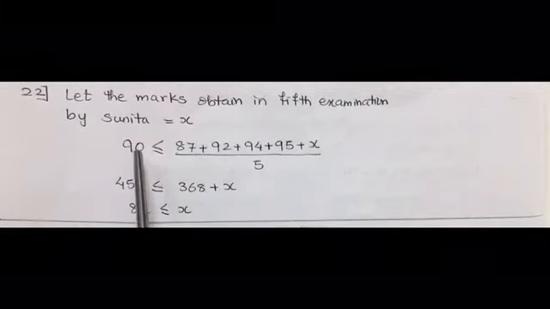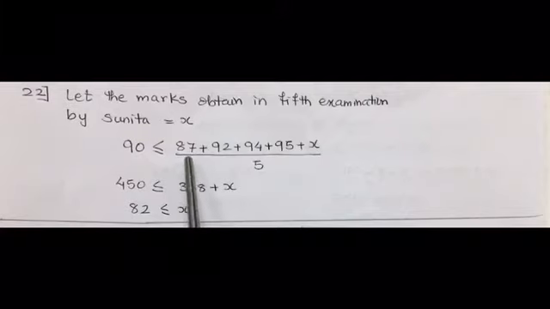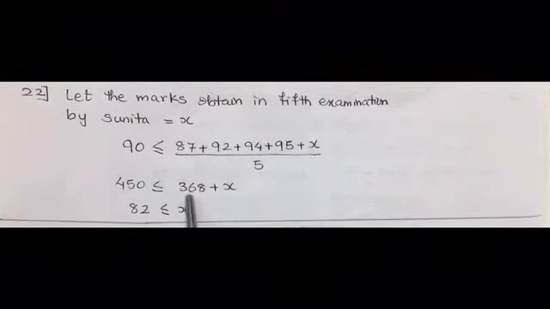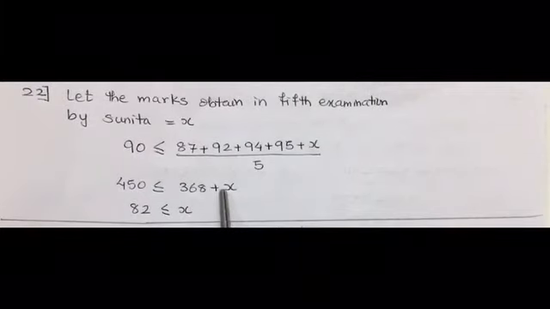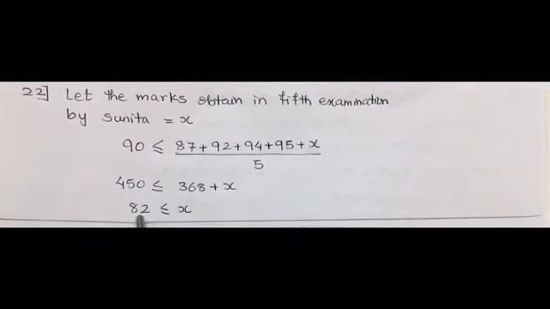Taking 5 the other side, multiplied by 90, we get 450, and adding all the numerical values towards the right, we get 368 plus x. Shifting 368 the other side, 450 minus 368 makes it 82.